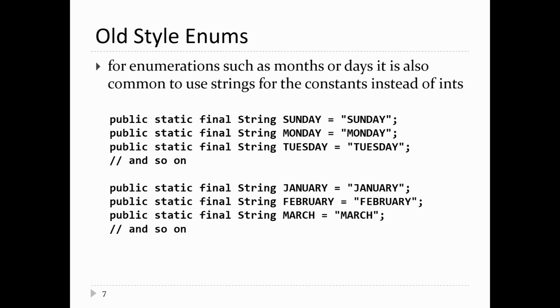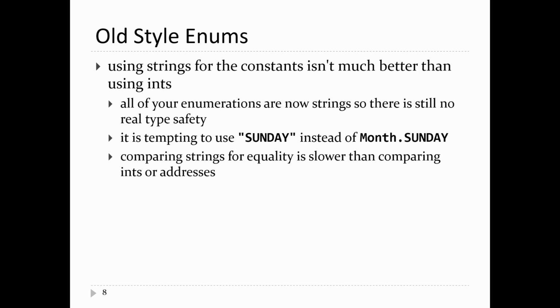So it's possible, instead of using ints, that you can use some other type. So you could use double, I guess, if you wanted to. No one does, but you could. Or you could use string, for example. So for the strings, I can write the string constant that represents Sunday as just the string Sunday. The string constant that represents January is just the string January. And so this looks a little better. If I want to print out the month, I just call toString on the string, and I get the right string. But it's actually not a lot better than using ints, because you still have no type safety.